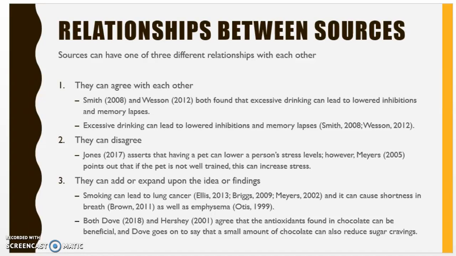The other thing that sources can do is they can add or expand upon an idea or a finding. So smoking can lead to lung cancer, according to Ellis, Briggs, and Myers. All three of them, we've already got synthesis right off the bat because the three of them agree on lung cancer. And it can cause shortness of breath as well as emphysema. So we have Brown expanding upon the initial statement. We know this because it says and, that's our linking word. And then Otis expands even further. We can see that in our linking word as well as. The other example here is both Dove and Hershey agree that antioxidants found in chocolate can be beneficial. And Dove goes on to say, our linking phrase right there, that a small amount of chocolate can also reduce sugar cravings.